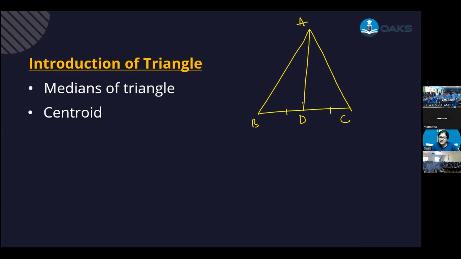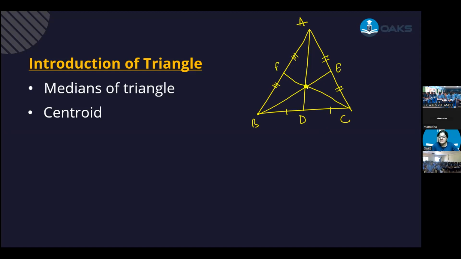But does a triangle have only one median? No. We can also draw medians from other vertices. I can draw a median from B to AC, and here it is bisecting the opposite side. And we can also draw from C to AB like this, and here also it is bisecting the opposite side. So it is BE, it is CF, right?